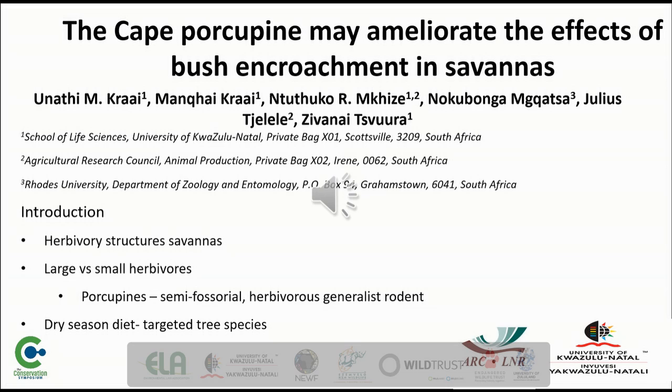With that being said, this animal utilizes other food sources in the case of shortage of food. The study was aimed at identifying the tree species the porcupine targets during the dry season.